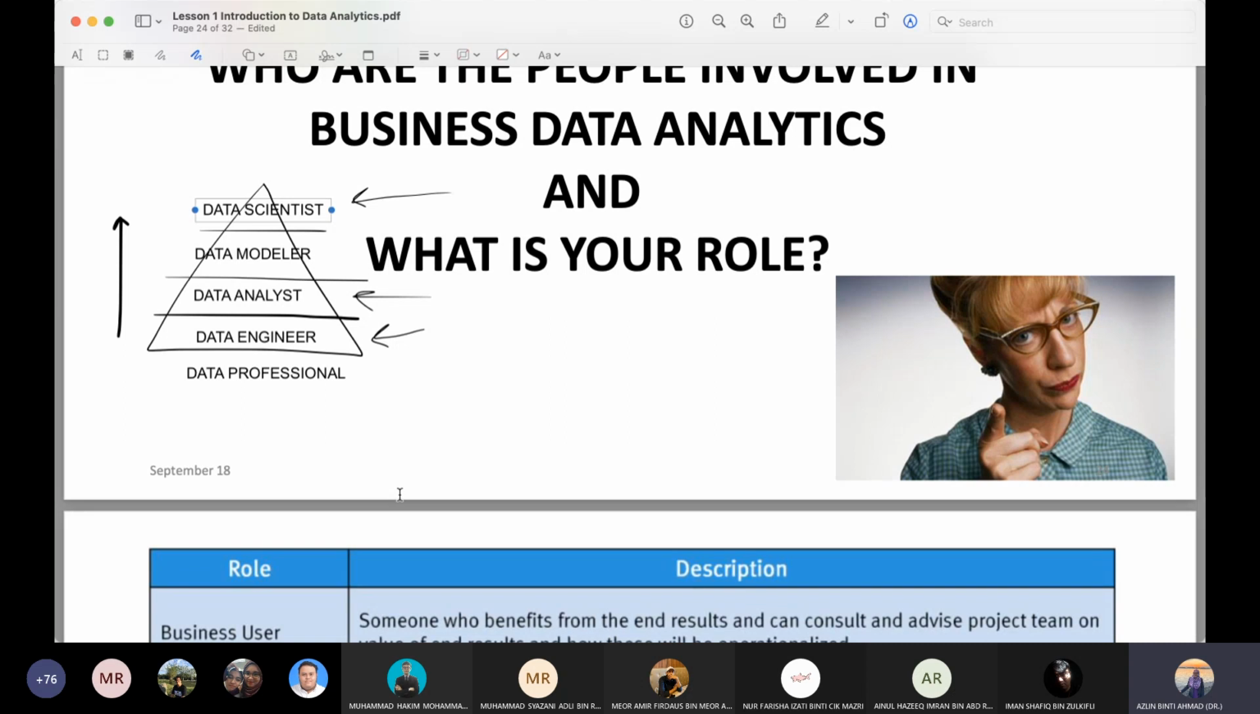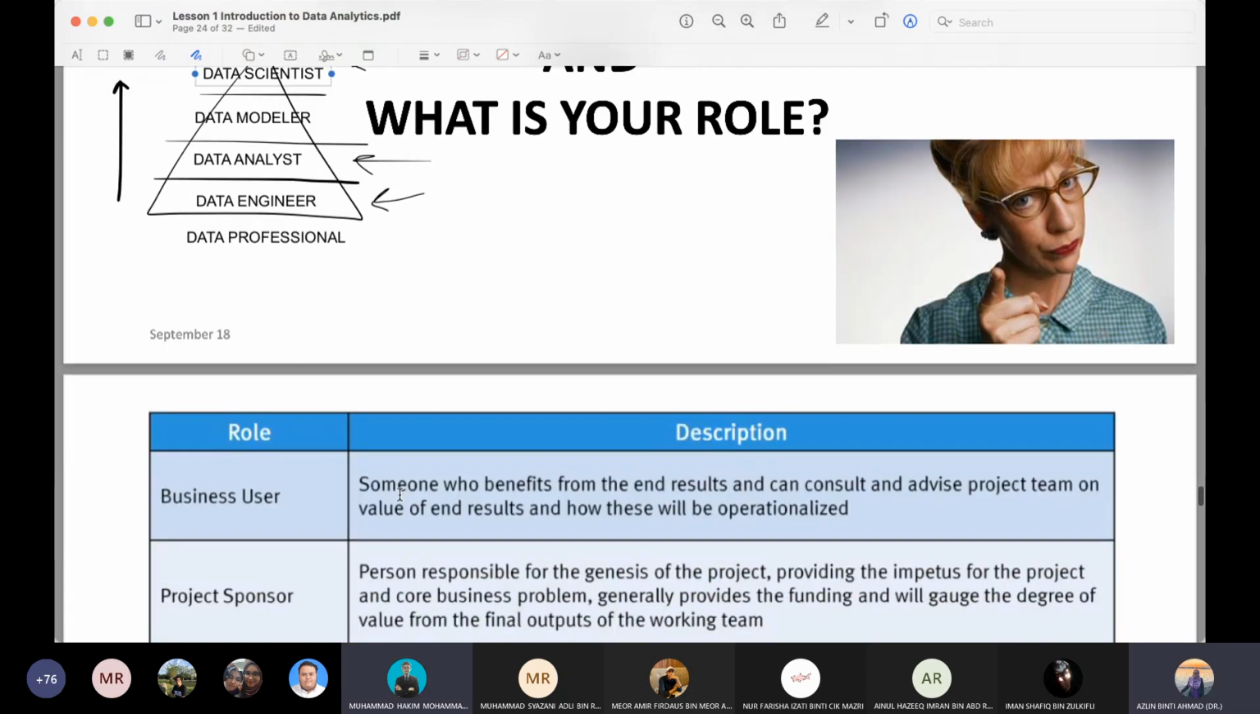je pergi attend bengkel, trainings, and then they sit for the exams. Ada yang dah certified pun. Okay?